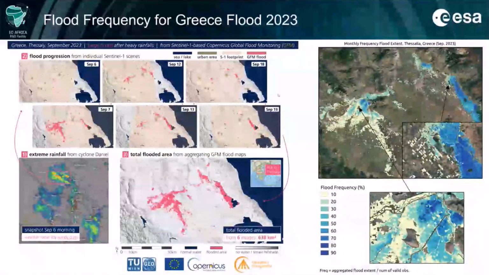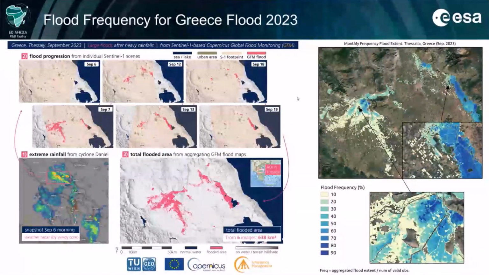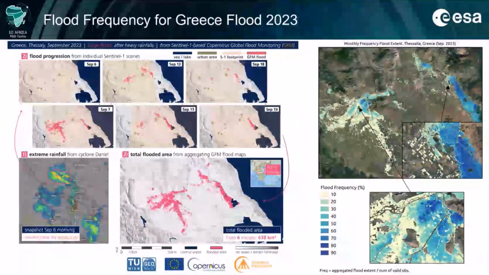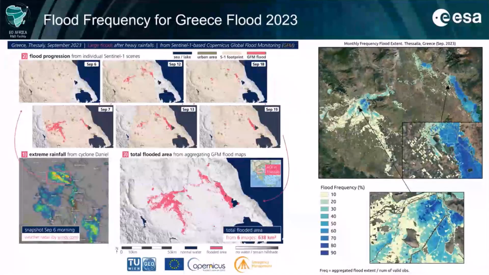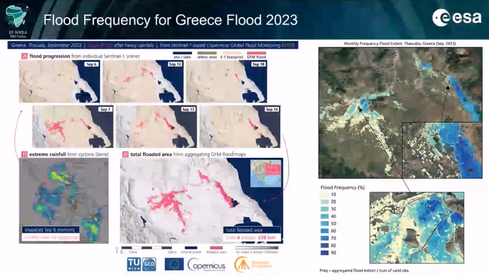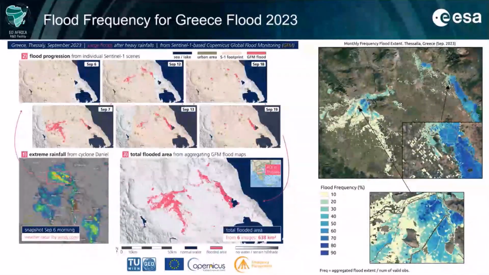One example I mentioned in the beginning that motivated that work has been the flooding in Greece. Here you see the results from our algorithm over Greece. Again, here a sequence of measurements from the 6th of September, 7th September, 12th September, 13th, 18th, and 19th. You could combine them to get an overview of the complete area that was affected by this particular flooding event. And here on the right, you see the flood frequency derived from these data.